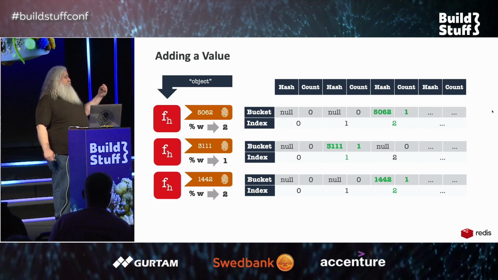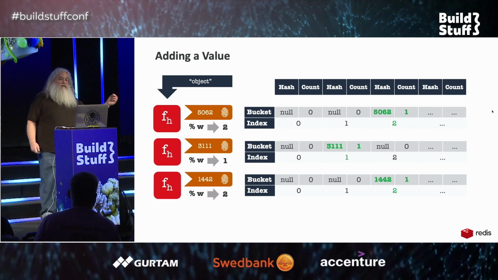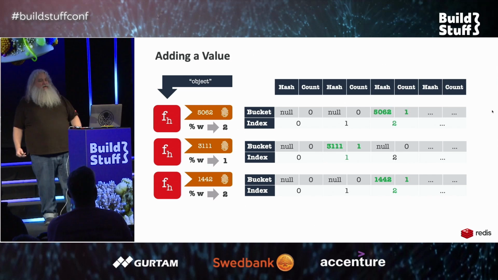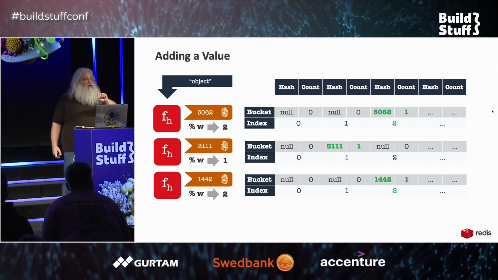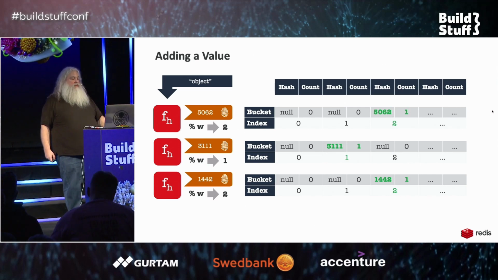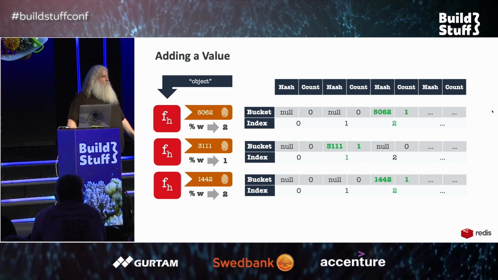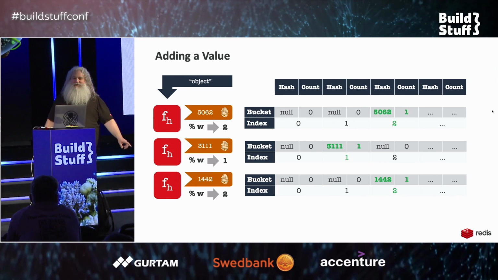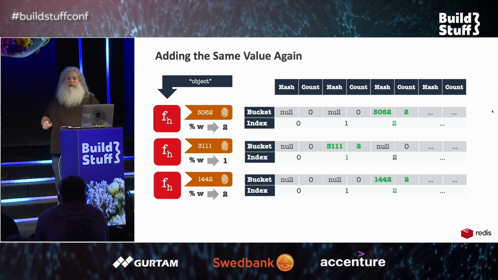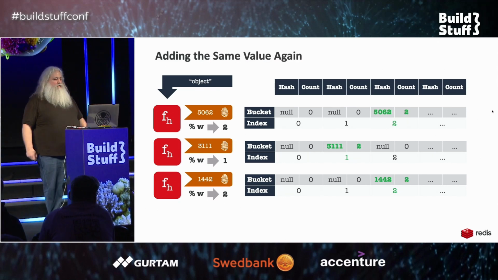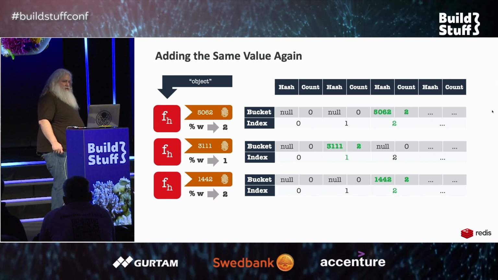If we add object a second time, it's going to go through that same process, and we're going to go into that array. We're going to find the location in the array. We're going to look at the hash number, and we're going to say, there's something there. Does it match mine? Yes, it does. Then increment the count. And so now object is in there twice.